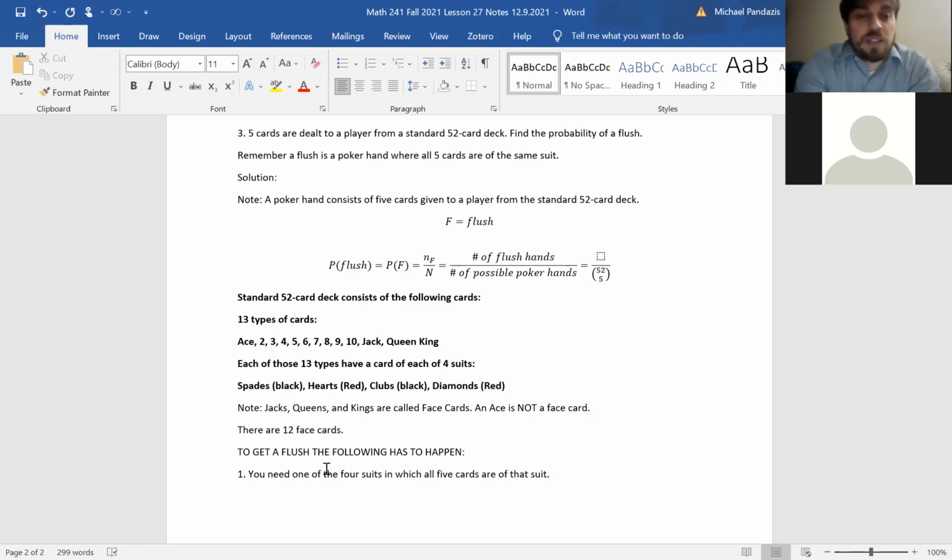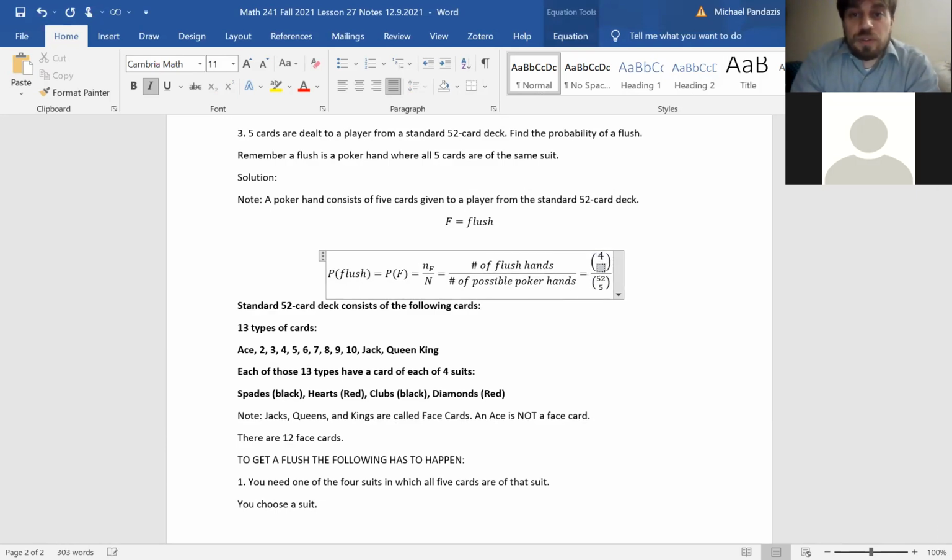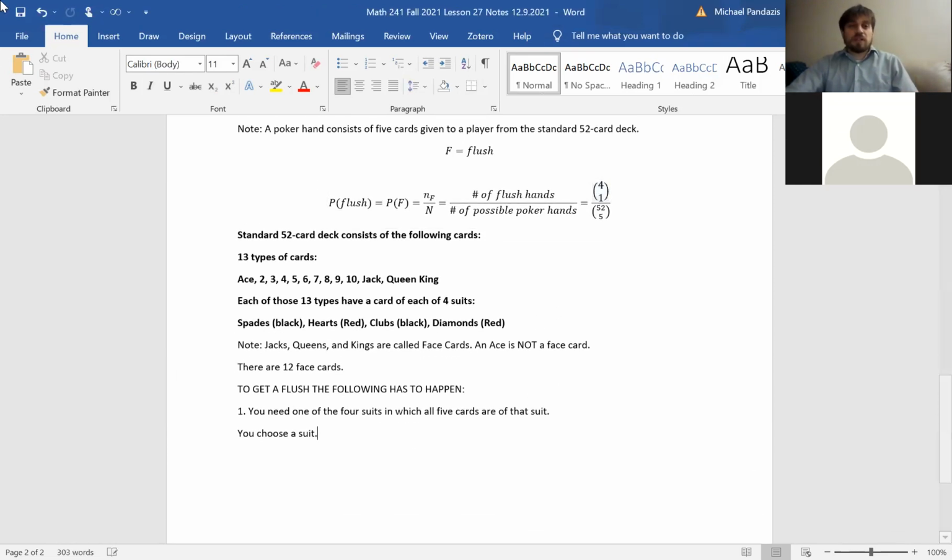In step 1, you choose a suit. The number of ways to choose a suit is 4 choose 1. The set is 4 suits, and you want to choose one of them. That's just 4. After you choose a suit, imagine this: let's say you choose hearts, one of the 4.